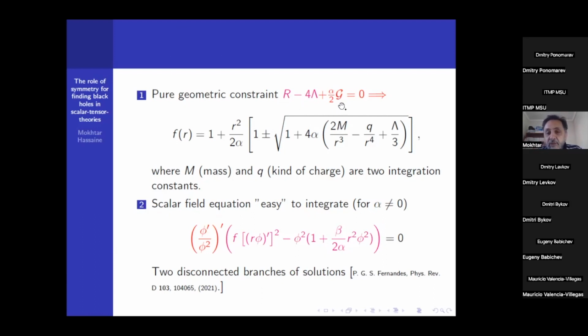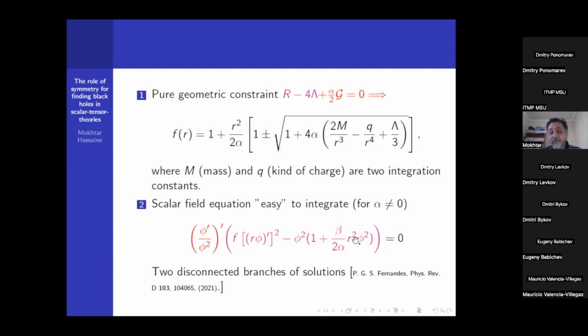Since it's a second order field equation, you have a priori two integration constants. M is the mass and Q is a kind of charge that is going to be fixed by the remaining integration, by the remaining Einstein equation. And what is nice for this case is that the scalar field equation is very simple to integrate. You have these two branches, this first branch and this second branch.